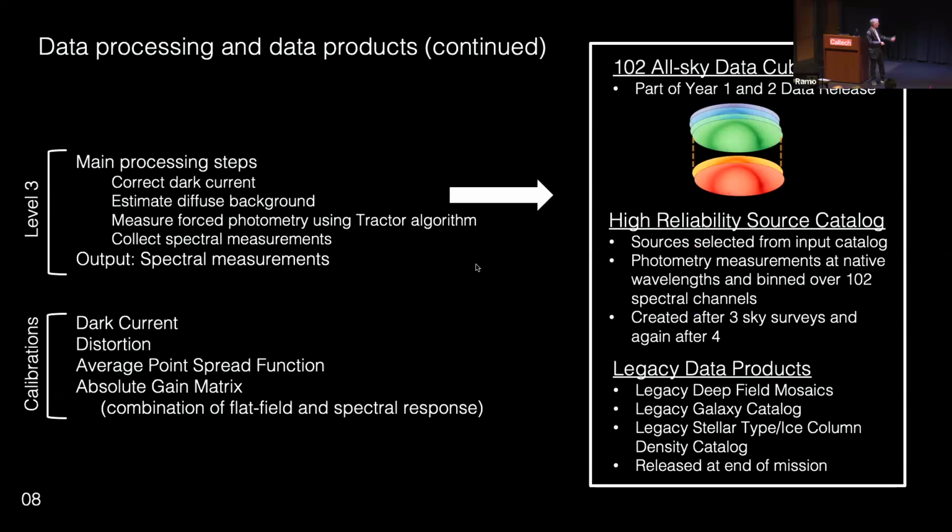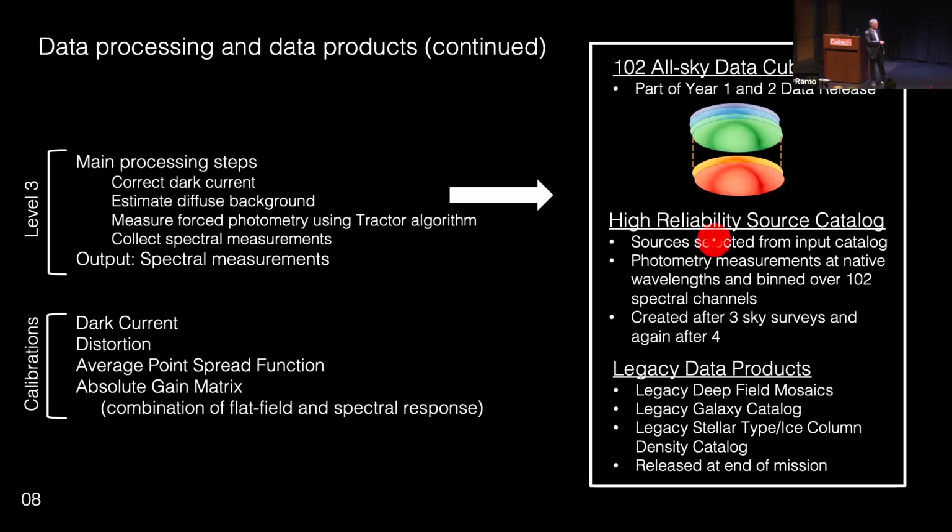There's a level 3 processing, which actually takes the spectral measurements, and those will create the 102 all-sky data cubes, and those will be part of the year 1 and year 2 data releases. In addition, there will also be these high reliability source catalogs, and the sources will be selected from the SPHEREx input catalogs, which have hundreds of millions of sources in them, and those where we go into the data cubes and actually determine the spectra of all of those, or determine the individual photometry for all of those. And that photometry is going to be tabulated in both the native wavelengths where they were taken and binned over the 102 spectral channels that we've set up as sort of the standard 102 spectral channel grid.